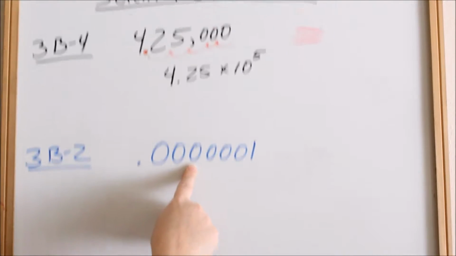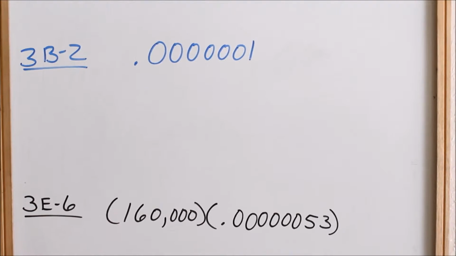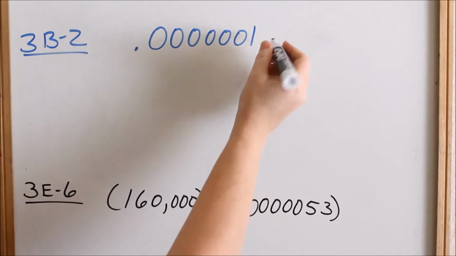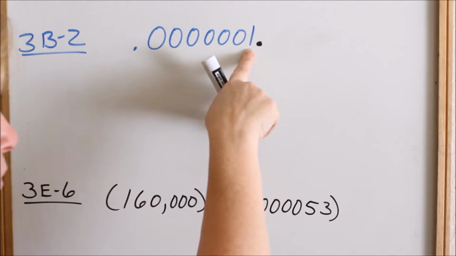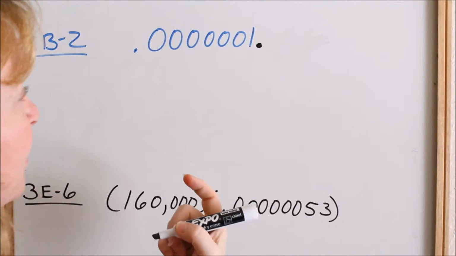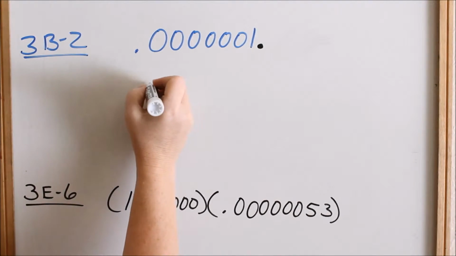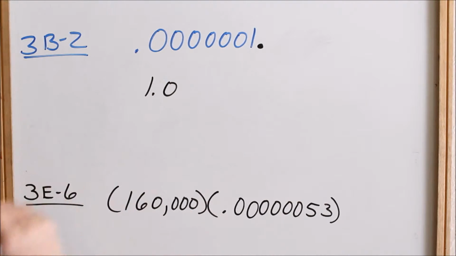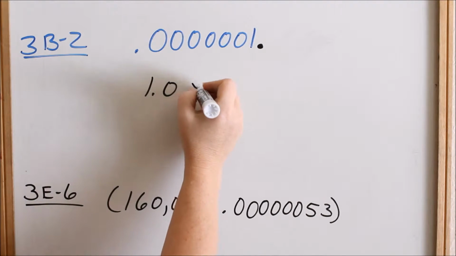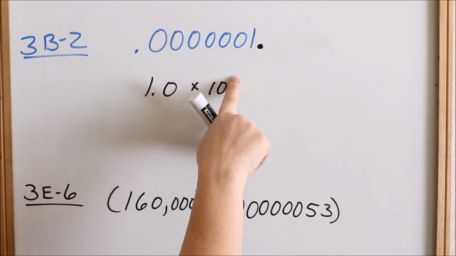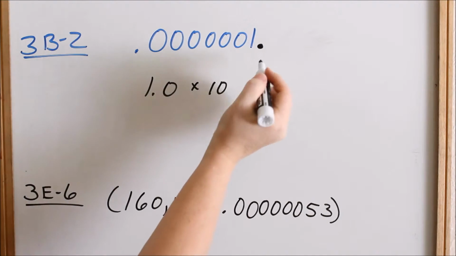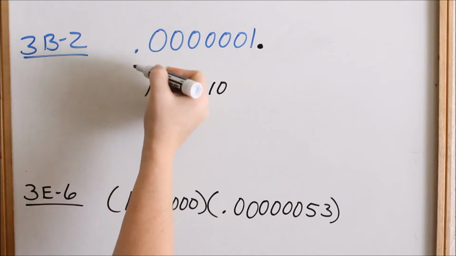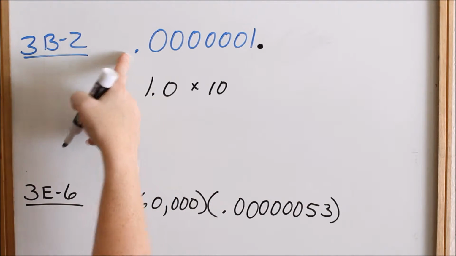Decimals will have negative exponents. Alright? So you put your decimal after your first digit. 1 is my first digit, my first whole number other than 0. So in scientific notation, this would be 1.0, or you can just write 1 times 10 to the something, and my exponent will be negative since it's a decimal because I'm counting to the left to go back to the original place of the decimal.